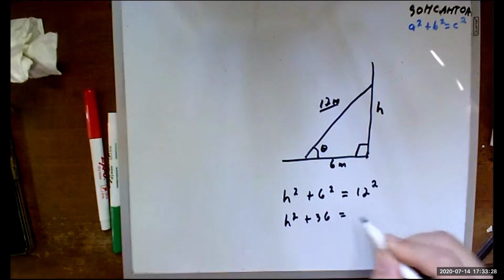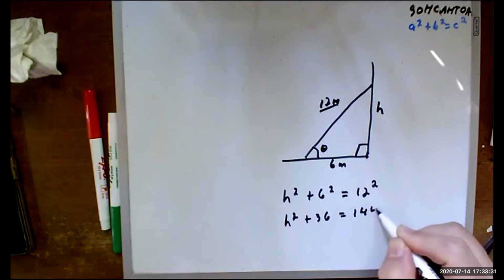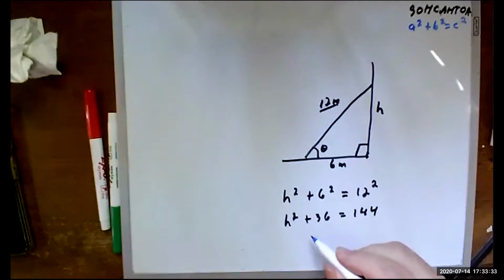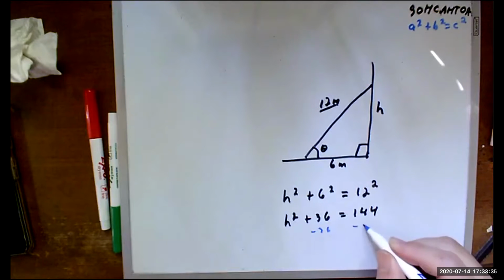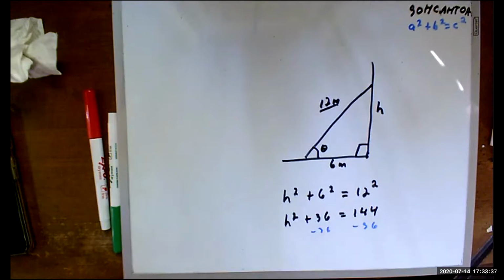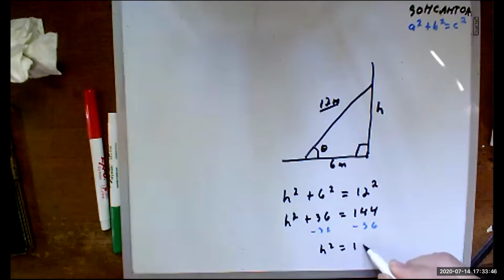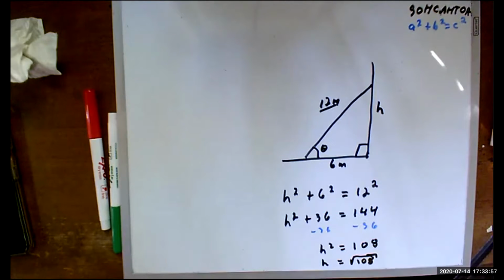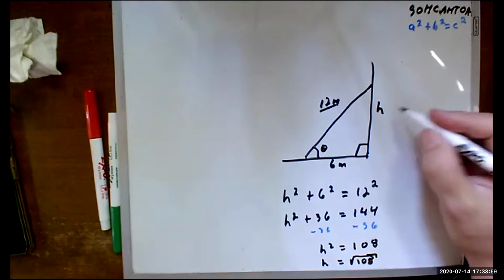6 squared is 36. 12 squared is 144. Subtract 36 from both sides, which gets me 108. And whatever the square root of 108 is will be our height.